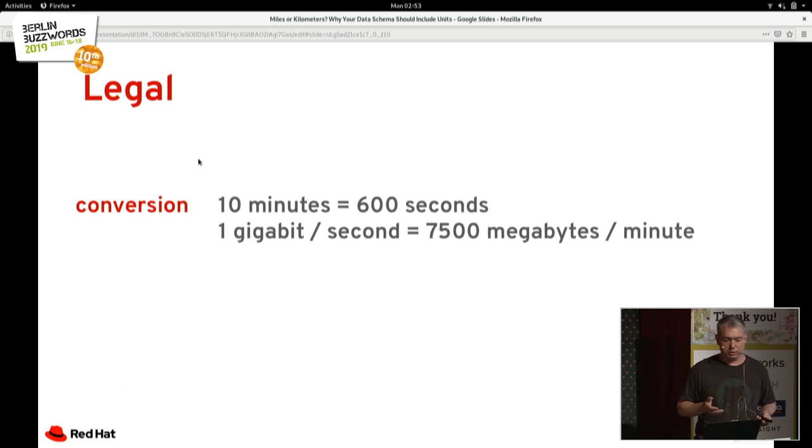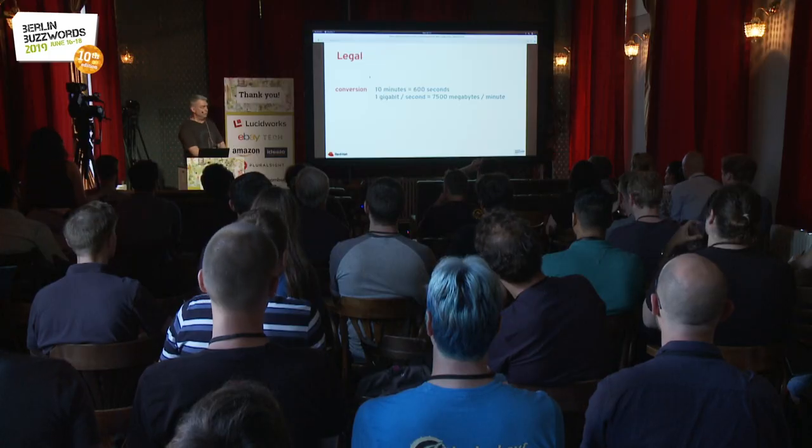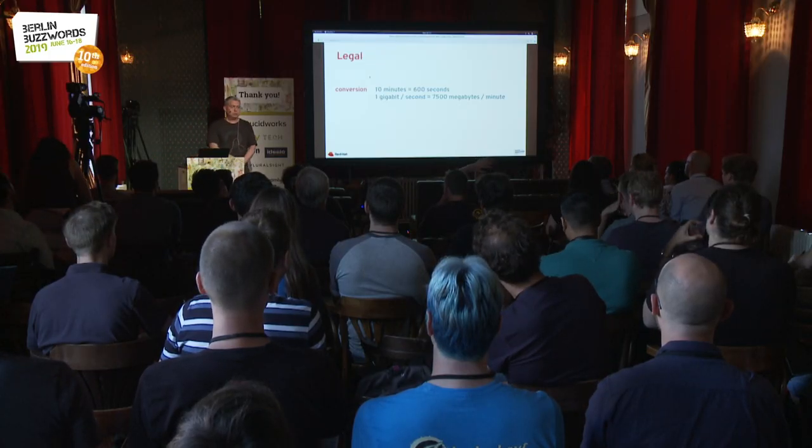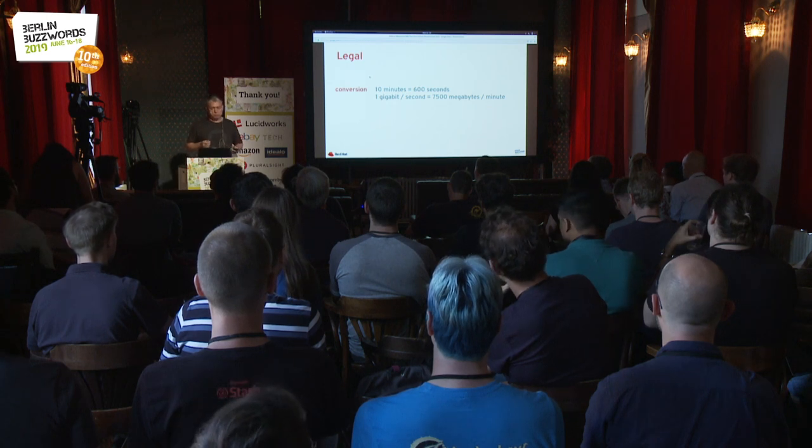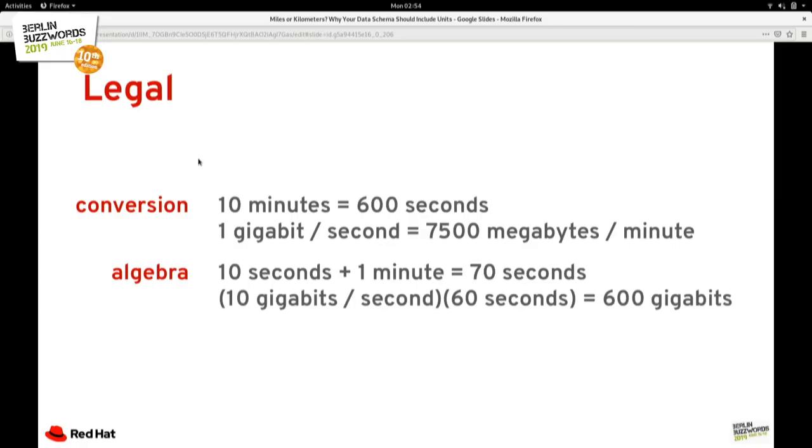So to be more specific, it's legal to convert compatible units. Like, we're all familiar with the idea that 10 minutes and 600 seconds are referring to the same amount of time. Slightly more complex, a gigabit per second is actually equivalent to 7,500 megabytes per minute. They also tell us things we can do algebraically, like you can actually add 10 seconds to 1 minute as long as you do the proper conversion first. If you have a unit of information per unit time, like this data rate, and you multiply it by a duration, what you're left with is just a unit of information.